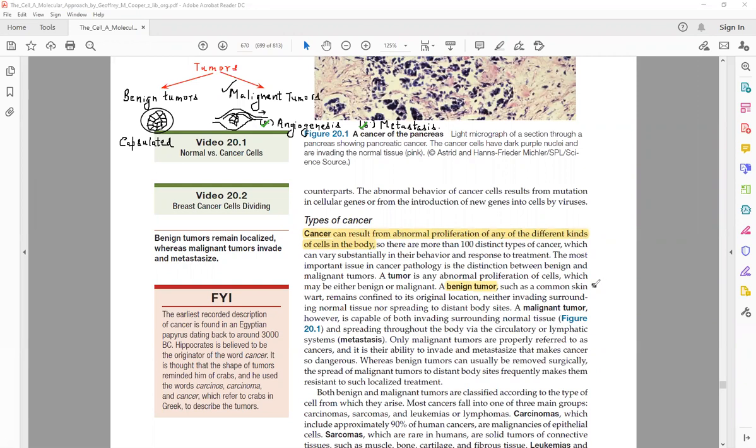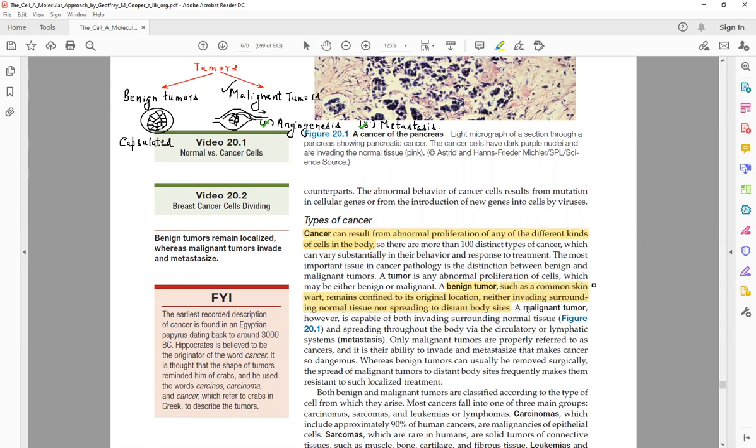They could be in the form of a vertical wart. Okay, a skin wart will remain confined to its original location, neither invading surrounding tissues nor spreading to distinct body sites. So they won't be invading the surrounding tissues, nor would they be moving from one side of the body to another. Okay, so these are referred to as benign tumors.